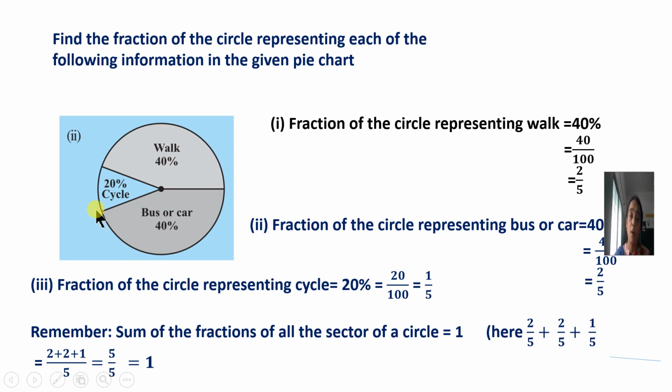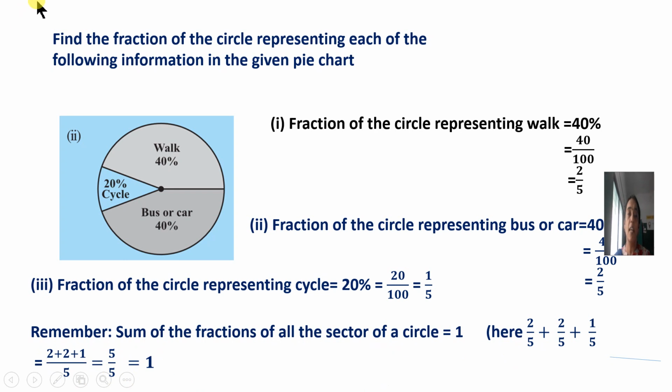Now remember, the addition of all the fractions should come to 1. Why? Because they are parts of a whole. So the sum of the fractions of all the sectors of the circle is equal to 1. 2 upon 5 plus 2 upon 5 plus 1 upon 5 will be equal to 5 upon 5. Denominators are common, so you take a common denominator 5, 2 plus 2 plus 1 is 5, so 5 upon 5 is equal to 1.